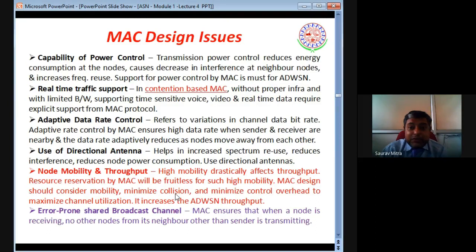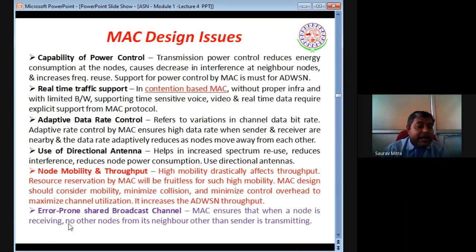Minimize collision, not of nodes but collision of data packets. The more the node mobility, the more chance that data packets will collide. The more the packet collision, the less the output, so throughput will reduce. Minimize control overhead. Control overheads are things like CTS, acknowledgement, request to send, request to transmit, all those things are a kind of overhead. They should be as few as possible. They should also not collide with each other. Otherwise, control will be lost and MAC will not have control over the ad hoc wireless network.